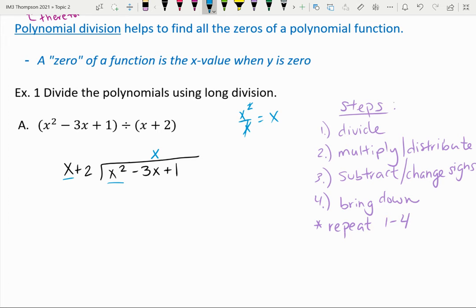Step 2, multiply. I'm going to take x and multiply it by the entire divisor. My note says to either multiply or distribute. So x times x is x squared. I'm going to keep it in the x squared column. X times 2 is a plus 2x.